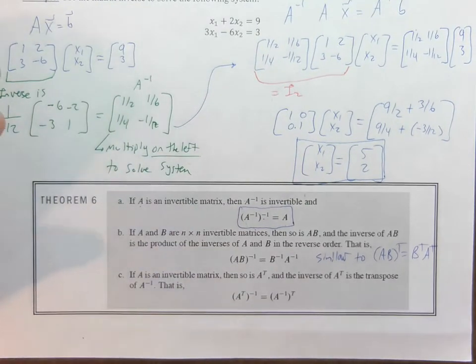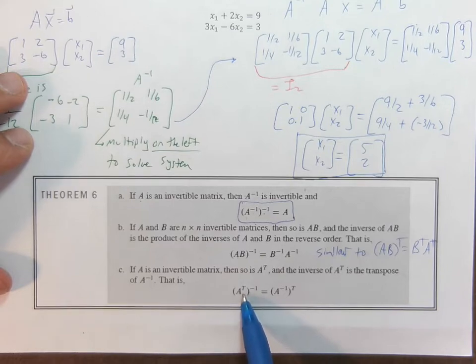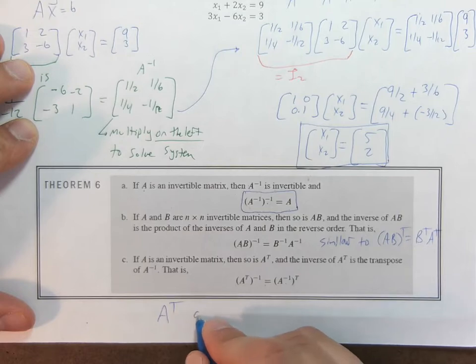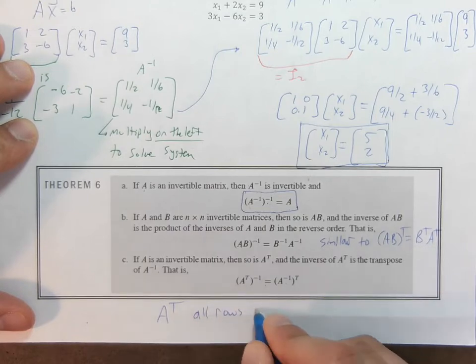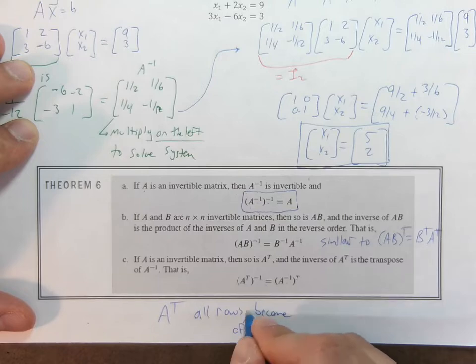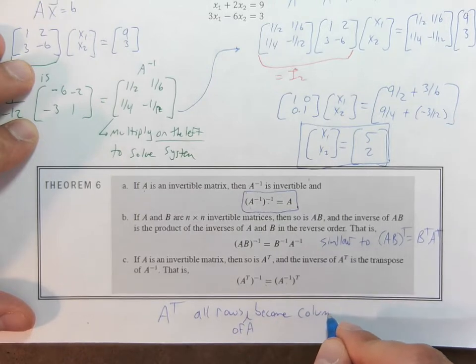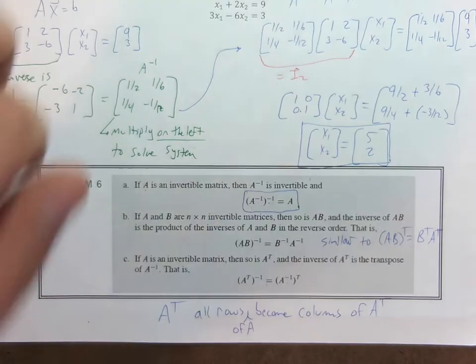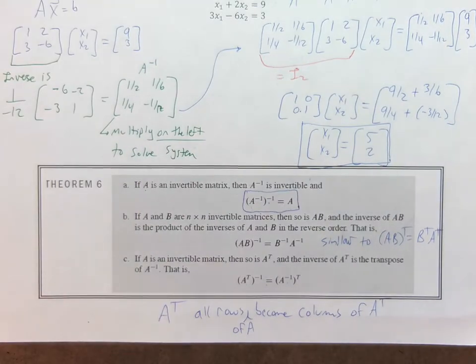And then the last one's talking about doing the inverse of a transpose. So if you do the inverse of the transpose, it's the same thing as the transpose of the inverse. And I'll just remind you, for A transpose, that's something that we just learned, that all rows of A become columns of A transpose. So again, just some nice properties that apply using concepts of inverse.